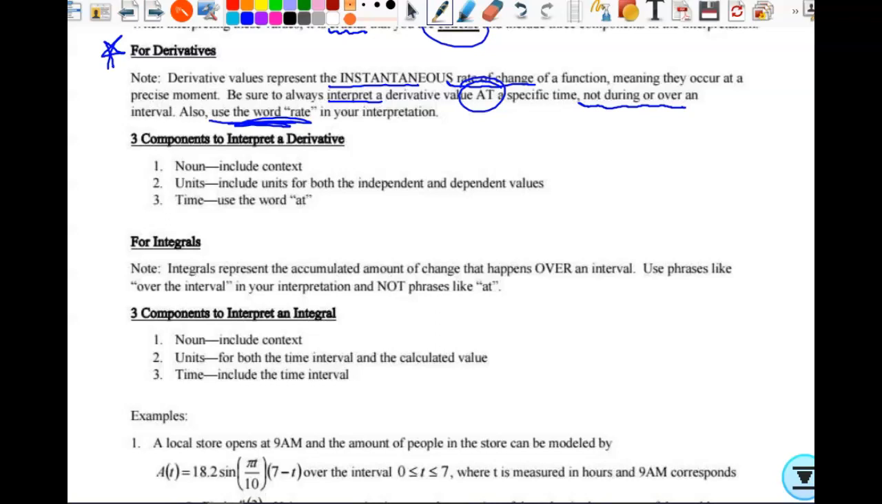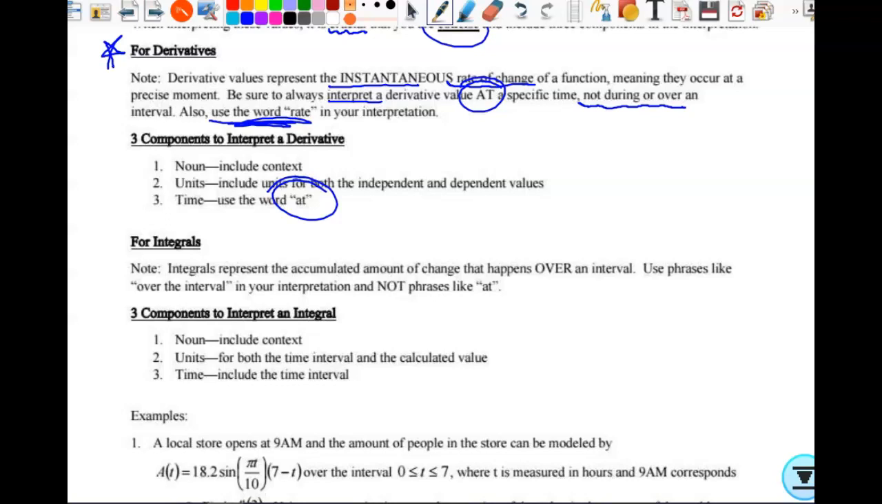So there's three things to include for both of them. The noun, like the context, what the heck are we even talking about? Then the units, super important for independent and dependent values. So it has to be the time and the whatever. Make sure you put them both, even if you feel like you're kind of repeating yourself. And for derivatives, use the word at, because it's happening at an instant, because it is instantaneous.